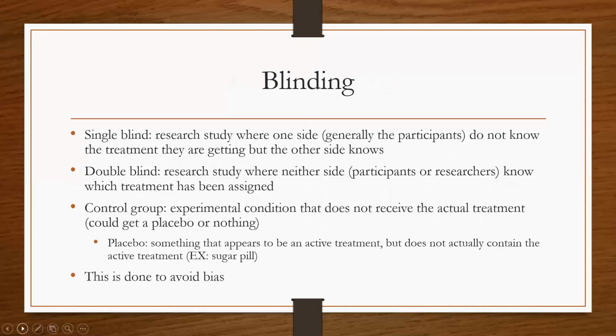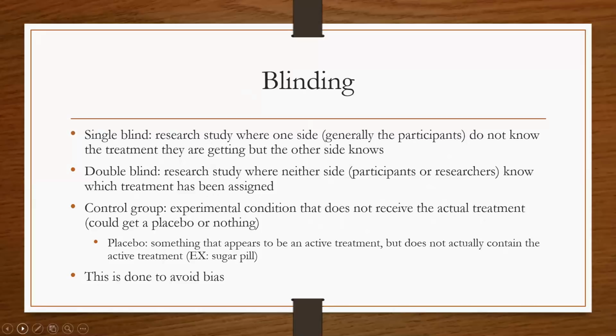All right. So blinding. This is a way to avoid bias. You have single blind, where generally the participants do not know what treatment they're getting, but the other side knows. In this case, they're getting a placebo. A placebo is something that appears like an active treatment, but actually does not contain an active treatment. Think of a sugar pill in medical research, where they give some people a placebo sugar pill, but give others an actual pill that has treatment in it.